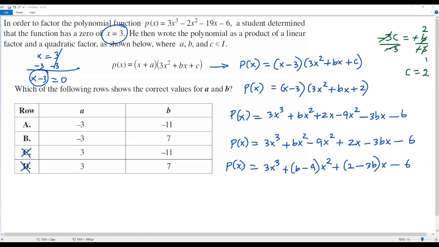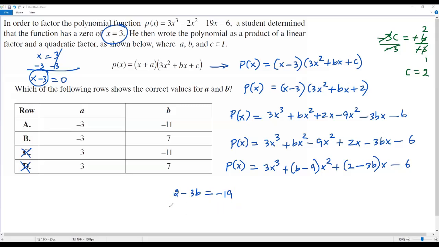Now we just got the polynomial p of x over here, and these two polynomials are the same. So we can compare the coefficients of like terms. Our aim is to find the value of b. So let's take the coefficient of x over here. That is 2 minus 3b. What is the coefficient of x in the given polynomial? It's negative 19. Since both polynomials represent the same thing, the coefficients of like terms must be equal. The coefficient of x over here and the coefficient of x over here must be equal.